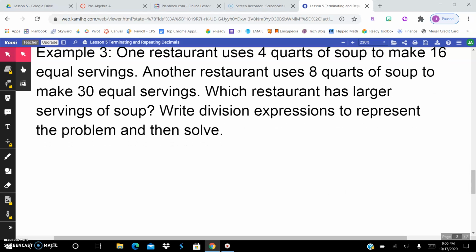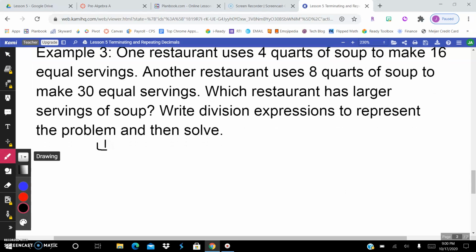First restaurant has 4 quarts, and they're going to divide that up into 16 servings. So we have 4 divided by 16. And it says write division expression, so that's what that would look like. And then the second restaurant has 8 quarts, and they're going to divide that among 30 servings. And there's the other division expression. So if I wrote those as fractions, this one would look like 4/16, and this one would look like 8/30. So I'm going to go ahead and reduce these fractions.